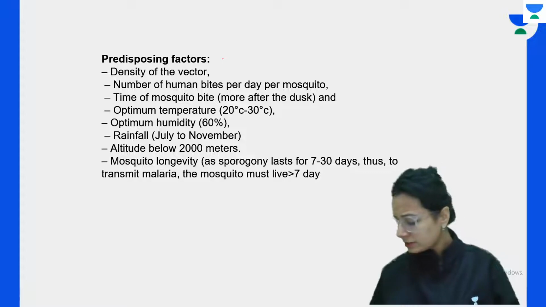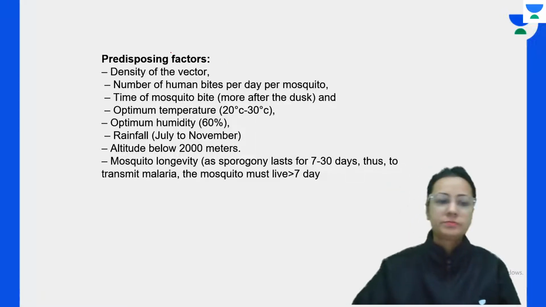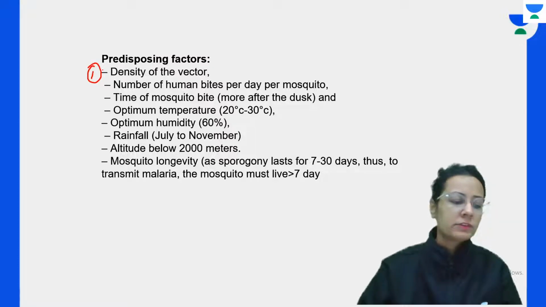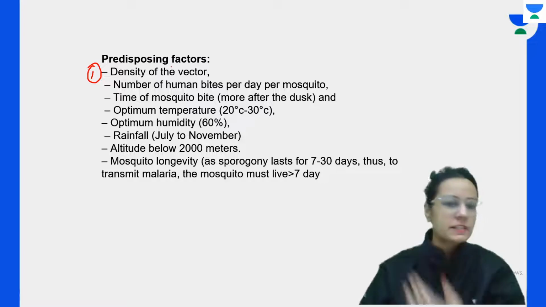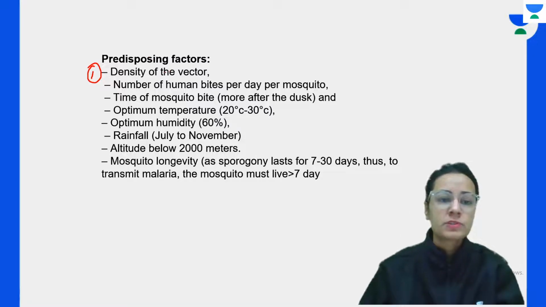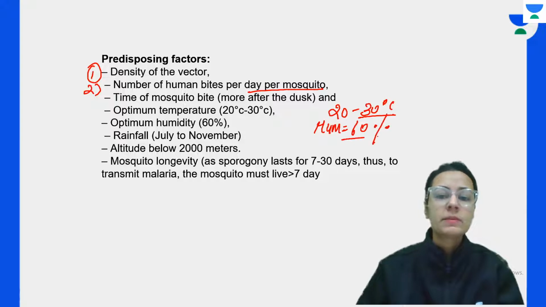Then what are the predisposing factors? Predisposing factors for malaria, that is the density of the vector. The more the density, the more the load, the more the clinical symptoms, and that is the predisposing factor. Number of human bites per day per mosquito, and the time of the mosquito bite, that is more after dusk. Optimum temperature is 20 to 30 degrees Celsius. Optimum humidity is up to 60 percent.